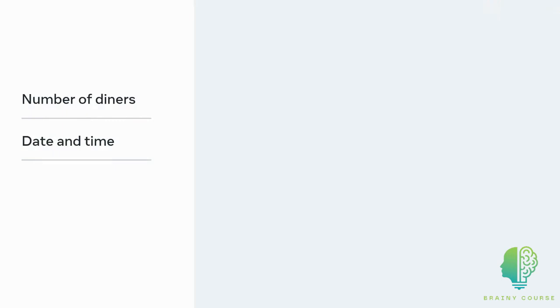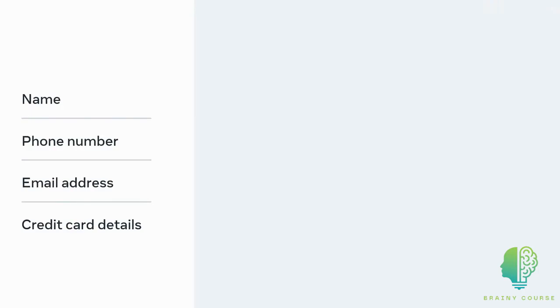The reserving a table element will broadly contain features the customers can select, such as number of diners, a date and time, and a special requirement comments box. After these are selected, the customer will add their details. These include name, phone number, email address, and credit card details. When they have completed these stages and confirmed the booking, they will receive confirmation on screen and via email.